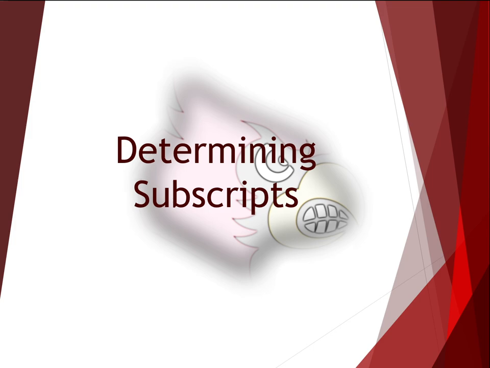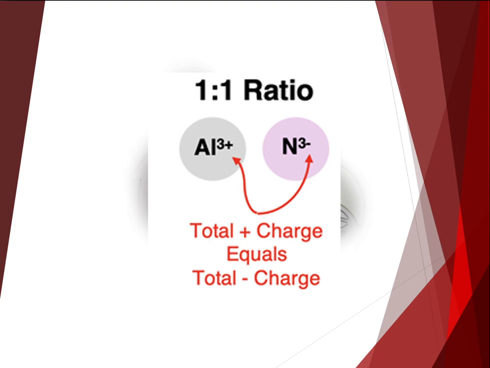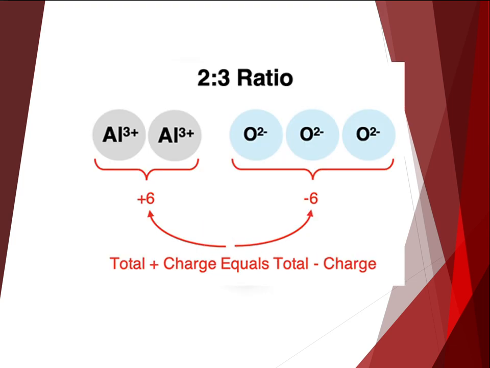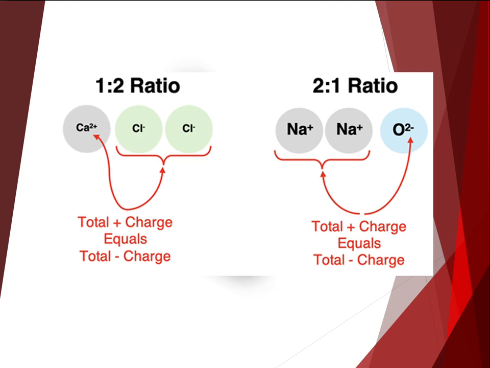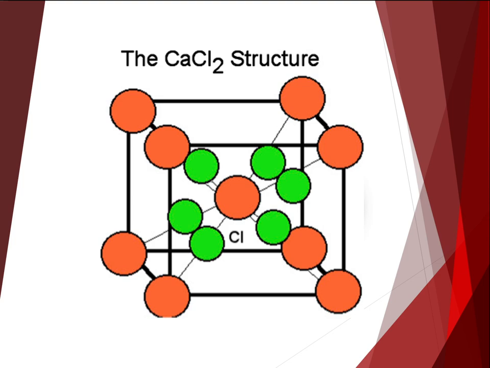Our next main idea, determining subscripts. How are the subscripts in the formula for an ionic compound determined? Remember, all ionic compounds are electrically balanced. The total positive charge of the cations in a formula unit is equal to the total negative charge of the anions in the formula unit.